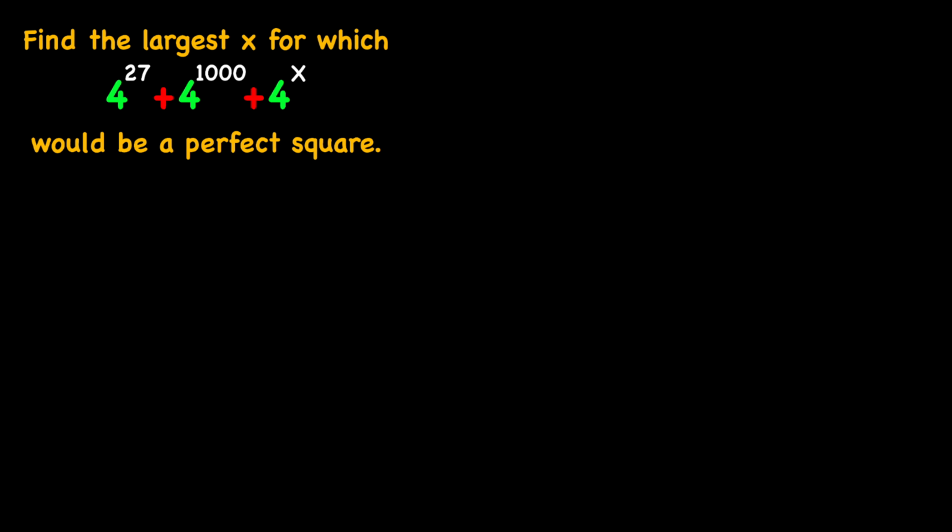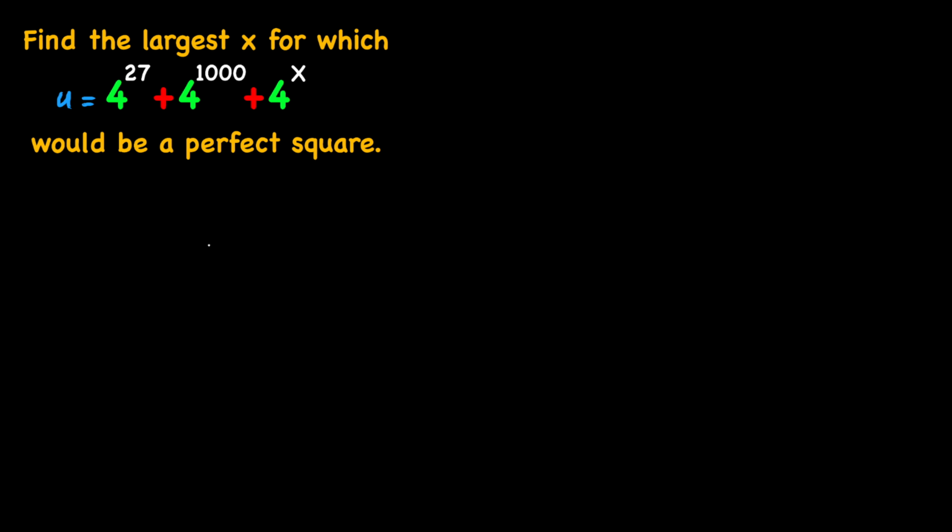So first of all, let's say that our number is equal to u. So we want to find the largest x for which u is a perfect square. Now, finding an x for which u would be a perfect square is straightforward, it's not complex, but finding the largest x for which u is a perfect square is a little bit tricky. So bear with me till the end of the video to not miss anything interesting.